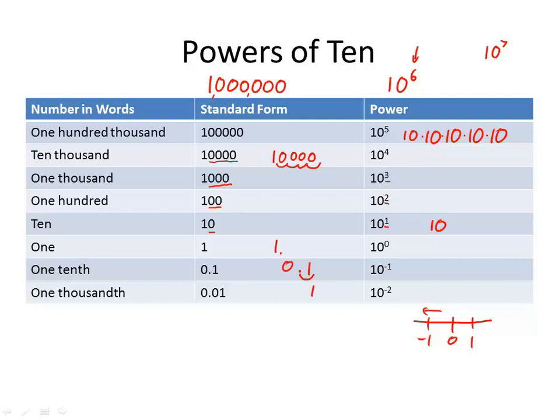And same thing for this one right here. Our decimal place is naturally right here. We move it in this way 2 spaces. Okay, and so our new decimal point is right there, and we have 0.01. Okay.